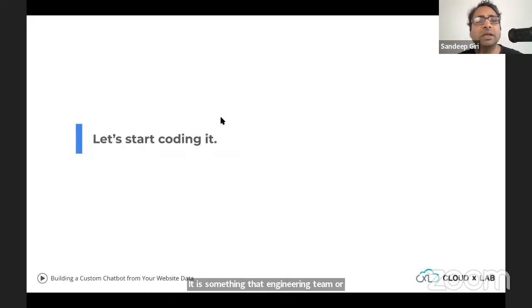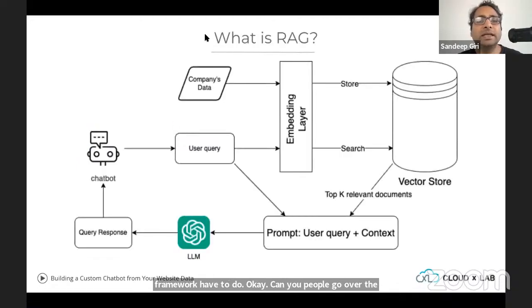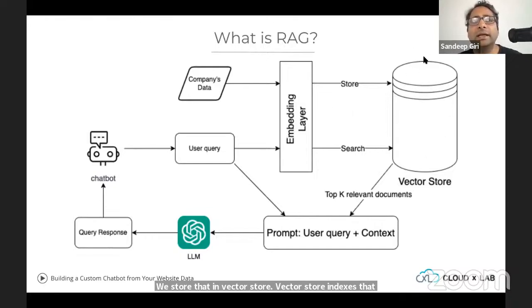Okay. Can you go over the last diagram once more? Yeah, this diagram. So this is your company's data. You take the company's data, one document at a time or one paragraph at a time, and you convert that into a bunch of numbers called embeddings. We store that in a vector store. The vector store indexes that data by grouping the data together and creating subgroups and so on.